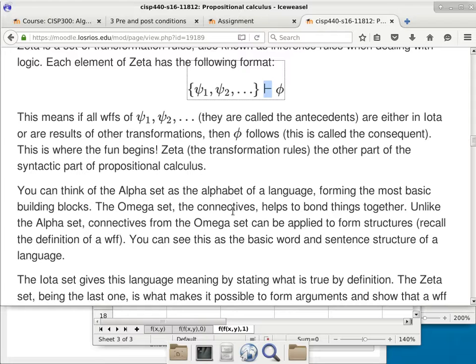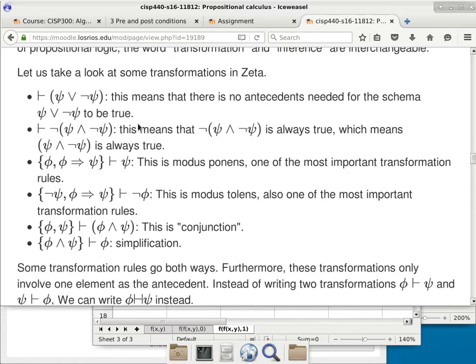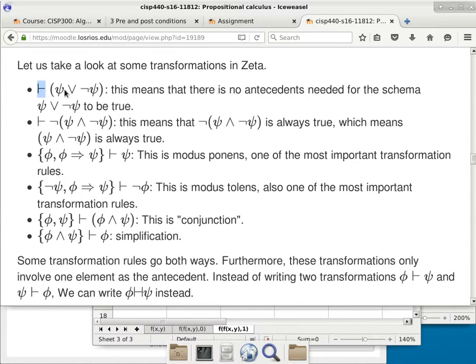Okay, but this looks really abstract. Let's look at certain examples. So in propositional logic, in a logic system, this is one particular rule. Let's just take a look at this one here. Try to highlight the portion that I want to highlight. There we go.